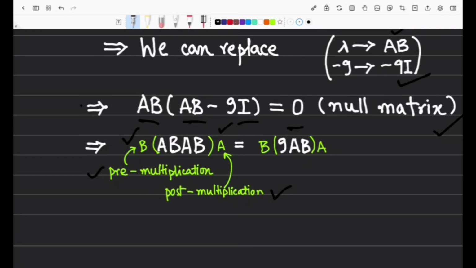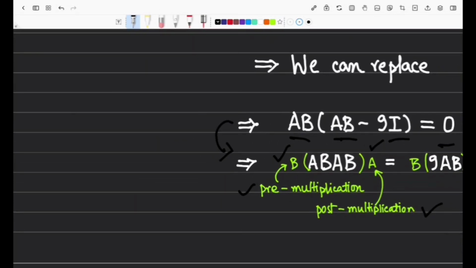Now also there is a catch here, that most of the people after this step commit a mistake here, right? I am showing you the mistake. They write it as AB whole squared minus 9AB, which is correct. But after that they do it like this, that A squared B squared minus 9AB. But this is wrong, right? This is not correct. Why?